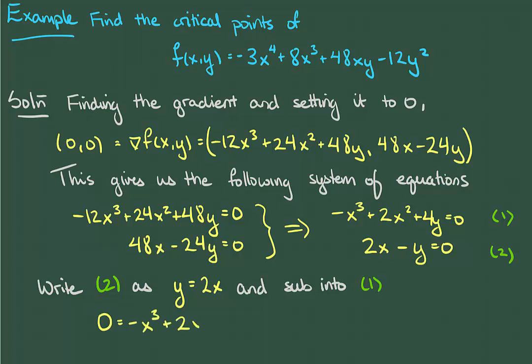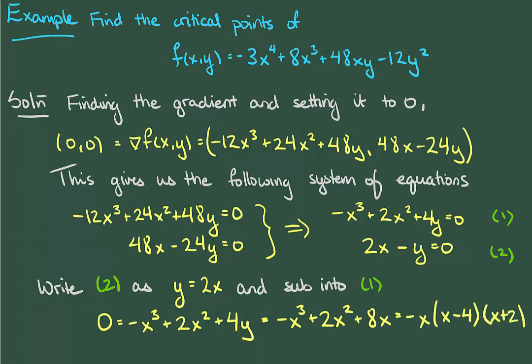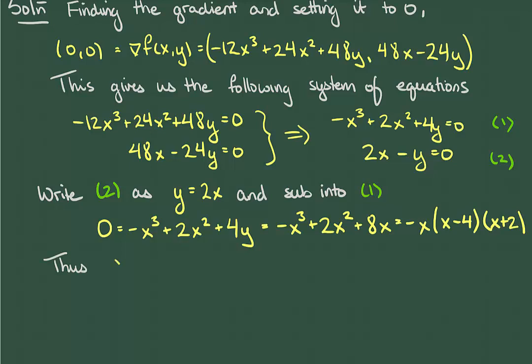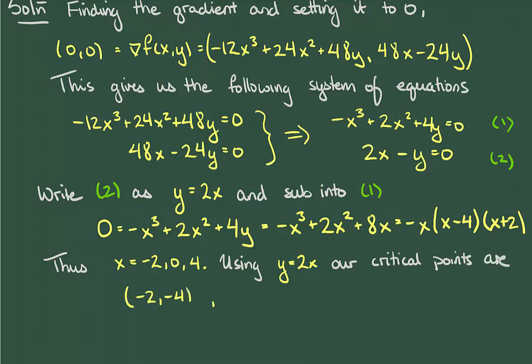Plugging that back into the first equation, we get the following polynomial, which now depends only on x. Factoring, we get x is equal to -2, 0, and 4. That's only half the solution though, since we need the y values as well. But we know that y is equal to 2x, so that gives us 3 solutions in total: (-2, -4), (0, 0), and (4, 8). Okay, so having 3 critical points isn't that weird, but it turns out that some functions can actually admit infinite critical sets.